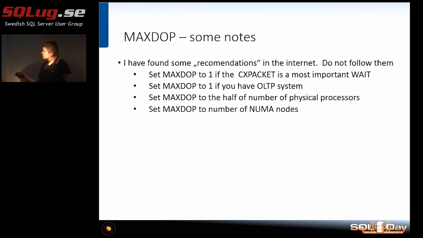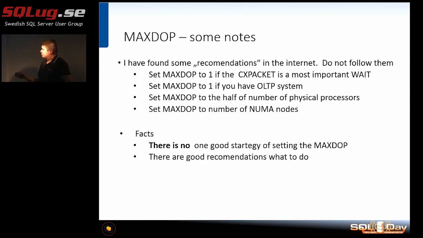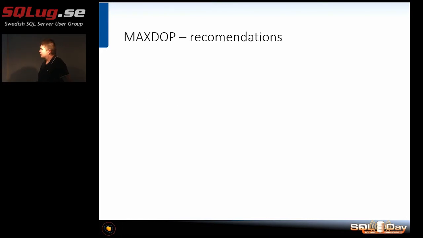Those are some recommendations. Don't follow them. Set max DOP to 1 if CX packet is the most important wait on the instance level. Set max DOP to 1 if you have an OLTP system. Set max DOP to half of the number of physical processors. I don't know where this recommendation comes from, but I found it already. And set max DOP to the number of NUMA nodes. Okay. The fact is, there is no good strategy for setting max DOP. However, we can find a good recommendation.